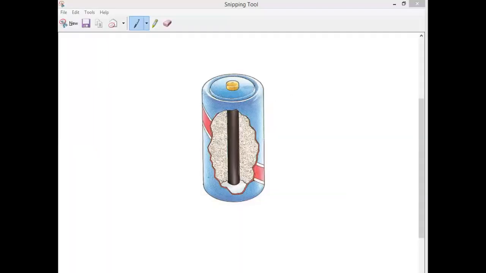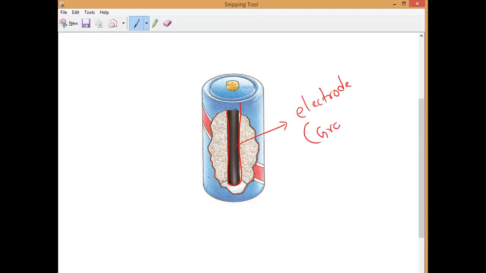You can see inside. Have you seen this dry cell, everybody? Inside, are you able to see the black rod? Yes, sir. The black rod we call a graphite rod, or we can say electrode. So this electrode is made up of graphite, because it is a very good conductor of electricity.